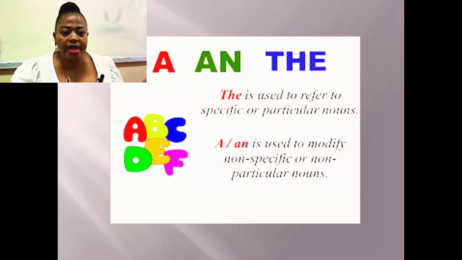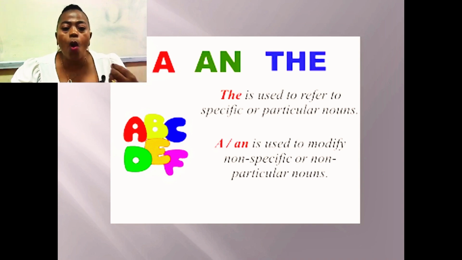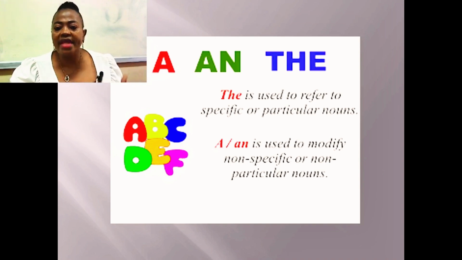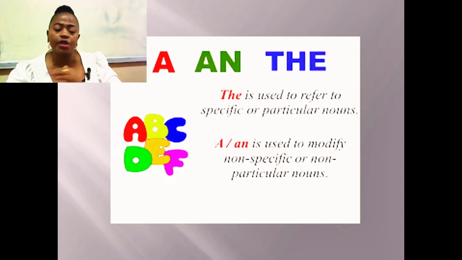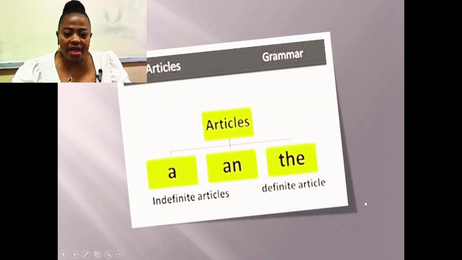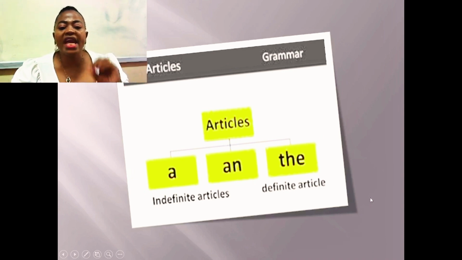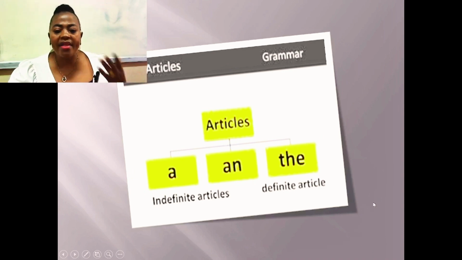From my screen, you can see that we use the to refer to specific or particular nouns. And we use a or an to modify non-specific or non-particular nouns. So if you look at the articles here, it's a grammar aspect, and we have a, an, and the. A and an are called indefinite articles, while the is called the definite article.